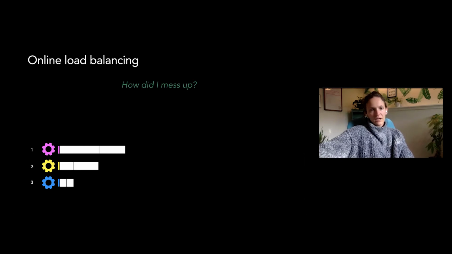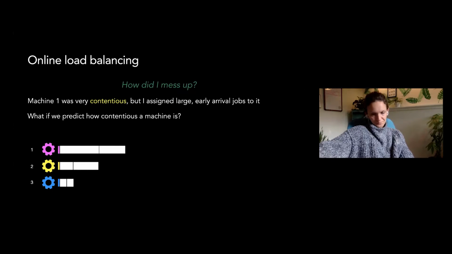So we can ask, okay, how did I mess up? Why am I gaining this log m factor? In our small example, part of the reason is that machine 1 was a very contentious machine. Lots of jobs that arrived wanted to be placed on machine 1. In particular, every job that arrived was able to be placed on machine 1, but contentiousness is a bit more tricky to clarify than that. On machine 1, I assigned large early jobs when maybe it would have been better to leave machine 1 open for jobs that ended up arriving later.